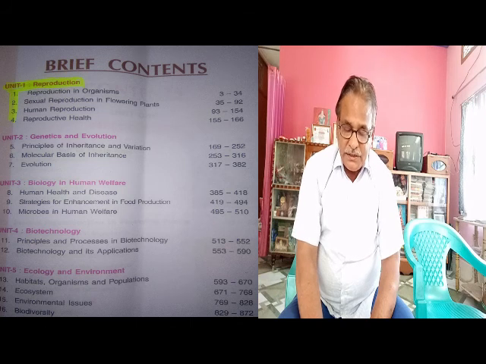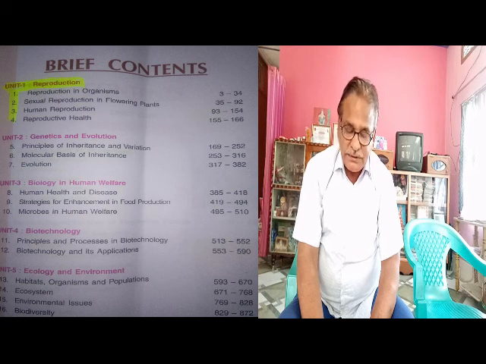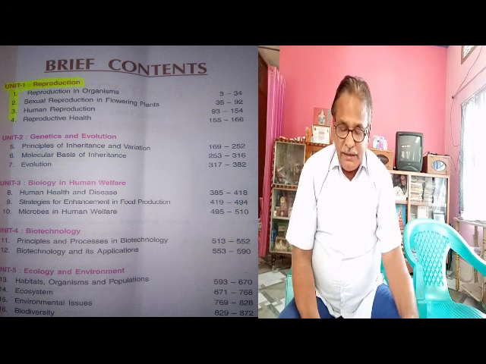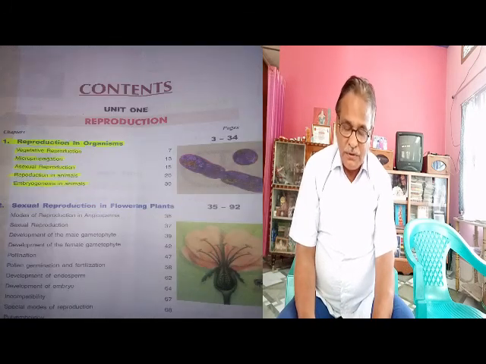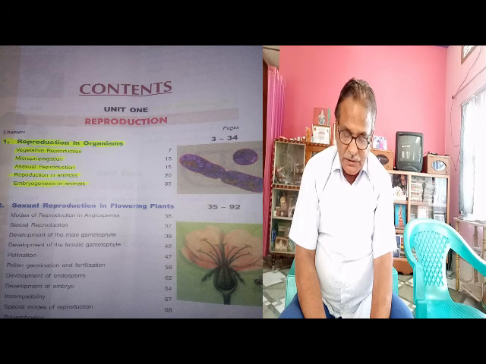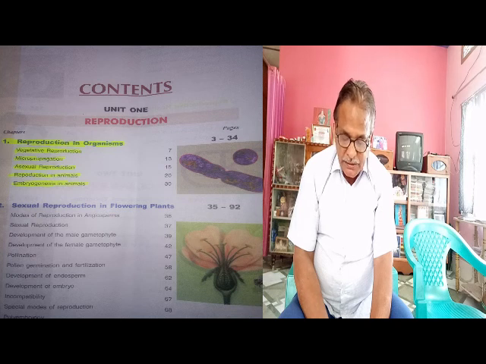This unit comprises 4 chapters. The first one is reproduction in organisms. Second, sexual reproduction in flowering plants. Third, human reproduction, and fourth, reproductive health. The Zoology course will include both the reproduction in organisms in a nutshell, a general discussion, and it will include sexual and asexual reproduction, vegetative reproduction, micropropagation, that is, reproduction in animals, etc.